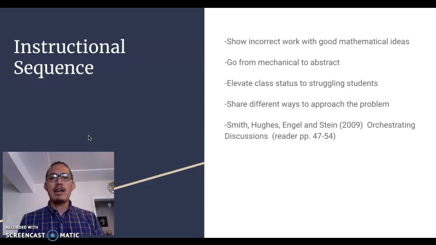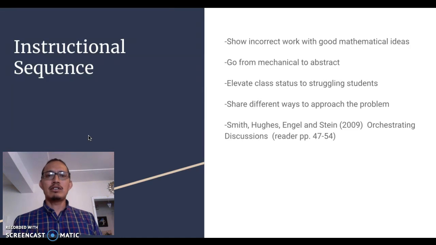And then I went from mechanical to abstract, and a lot of times the mechanical has the right answer, but it's good to finish with the abstract math when you sequence a lesson, because even though the mechanical processes have the right answer, the abstract really teaches students to think outside the box.